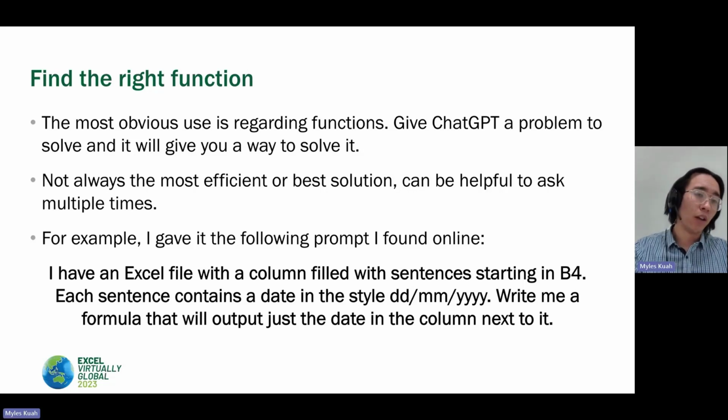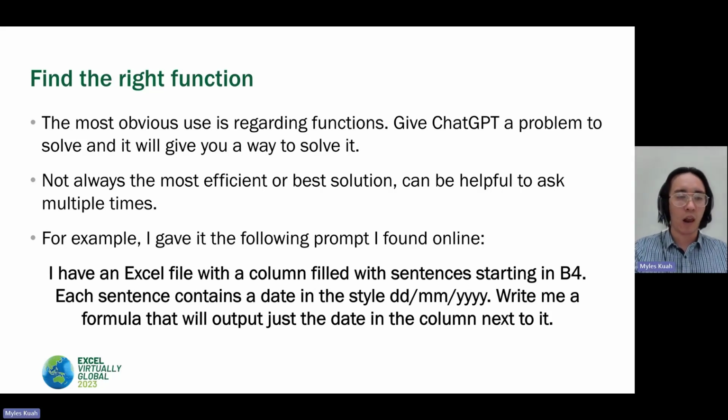The first and most obvious way is finding the right function. If you've got an Excel problem, you can just ask ChatGPT to try and solve your Excel problem. Now, it won't always be the most efficient or best solution. Sometimes it'll even be wrong, but it can be helpful anyway. You can just ask it multiple times if you want to try and improve the solution. And even if it is wrong, sometimes it might suggest a function that you hadn't thought about, or it might go in a direction that you hadn't thought about going in. It just got the function wrong, and you know, oh, that's a good idea. Let me do this now that way.